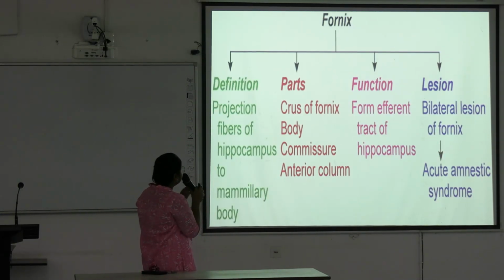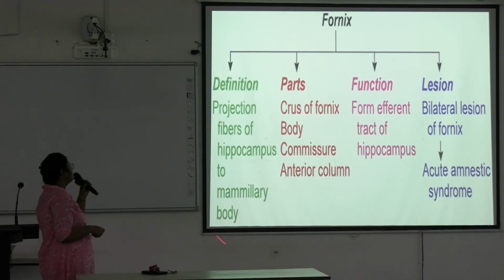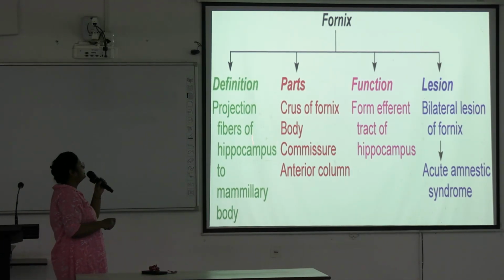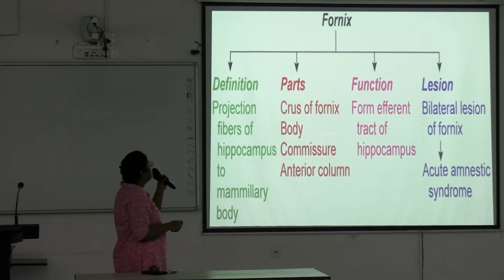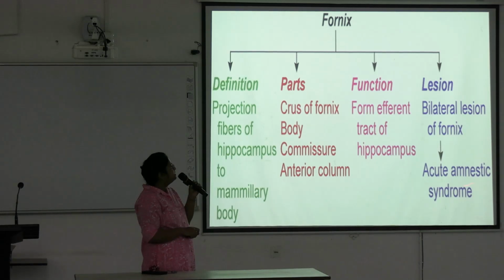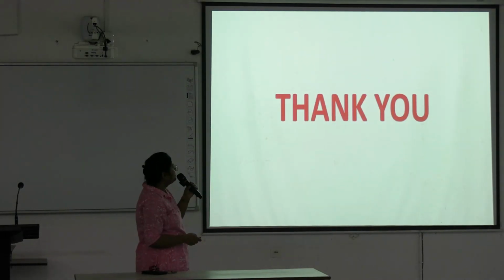So fornix is a projection fiber of the hippocampus to the mammillary body. These are the parts: crus of fornix, body of fornix, commissure, and anterior column. This is the function: it forms the efferent tract of the hippocampus, and bilateral lesion of fornix will lead to acute amnestic syndrome. Understood? That's all.